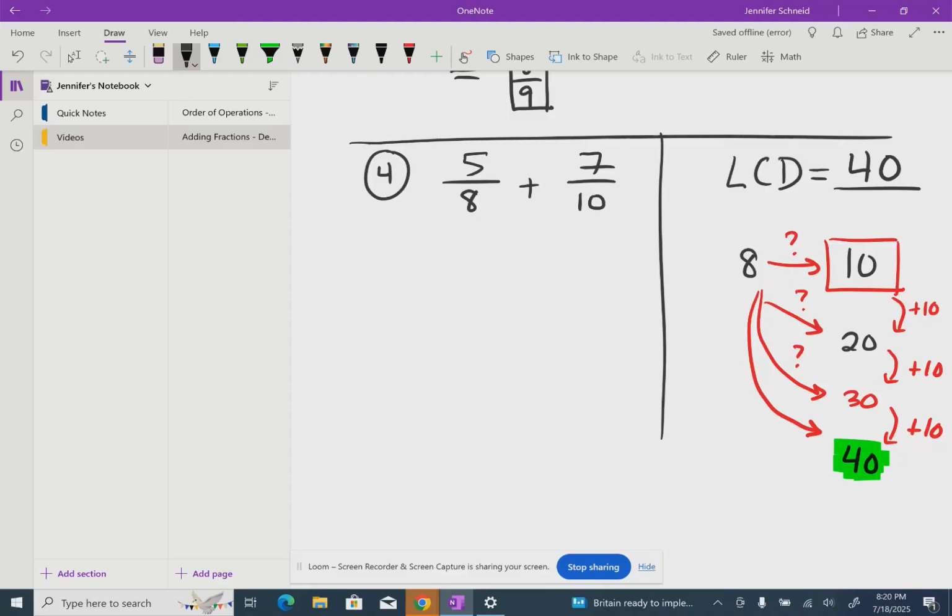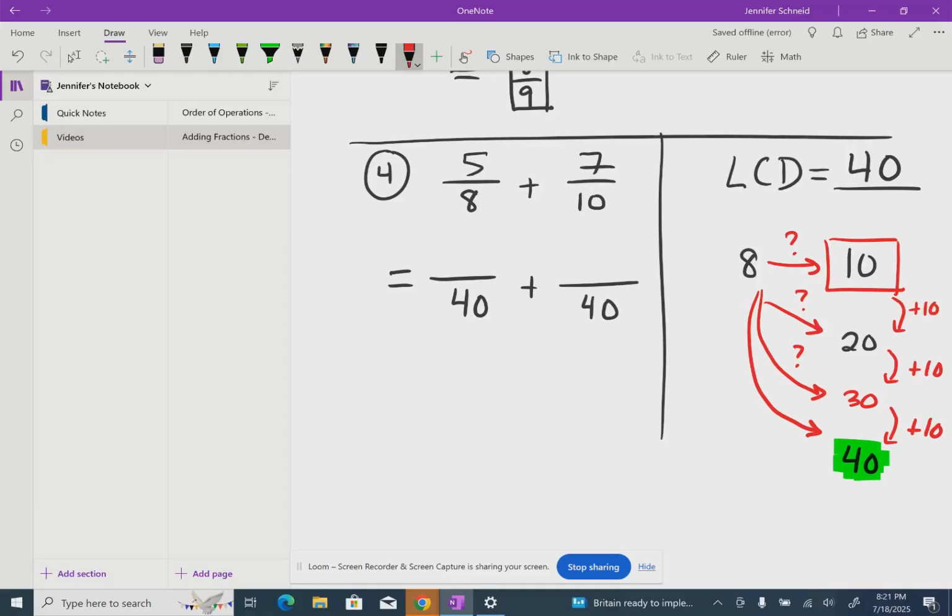So notice that the procedure is pretty much the same. We take that largest number, we say, does the smallest number go into it? If not, we keep taking multiples of the largest number, and then once the smallest number goes into the larger number, that's what you have for your new and improved denominator.